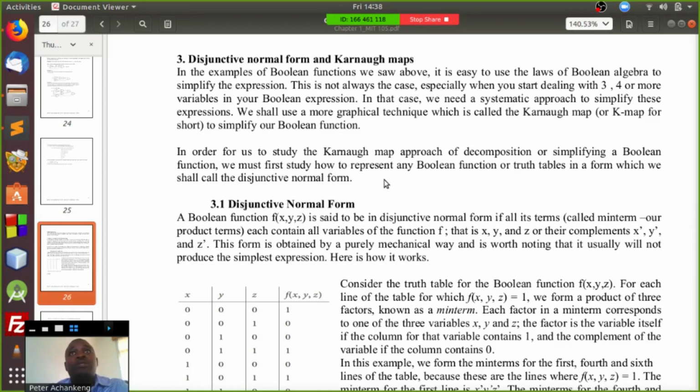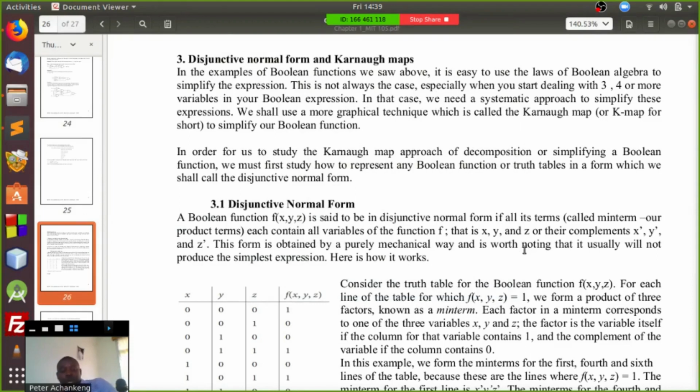You might apply the laws of logic, but you will see that it will take you too many steps to come out with the result. So some techniques have been developed which will permit you to simplify a Boolean expression. And one of these techniques is called the Karnaugh map.